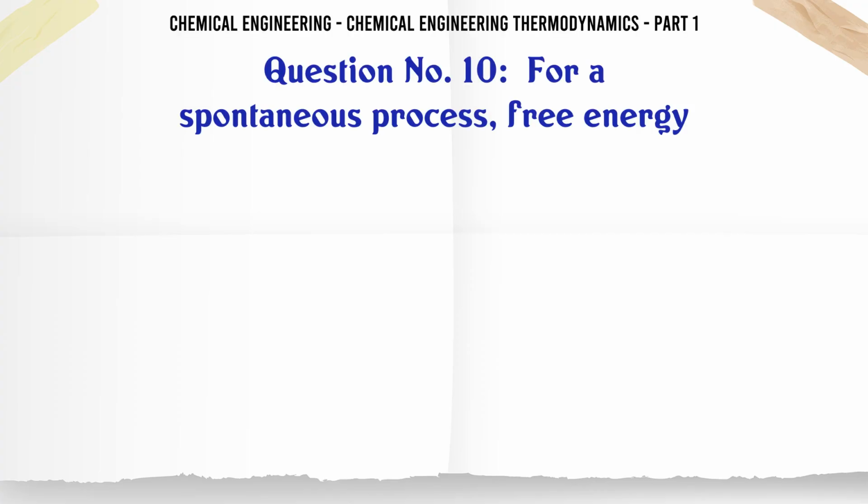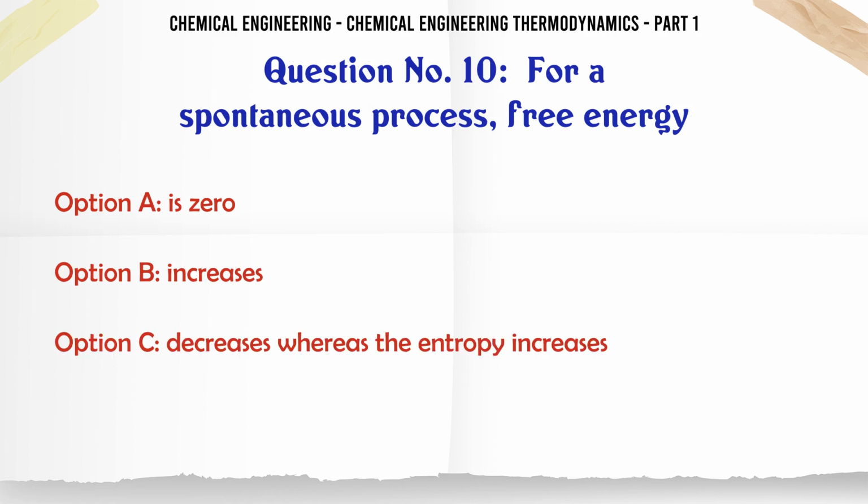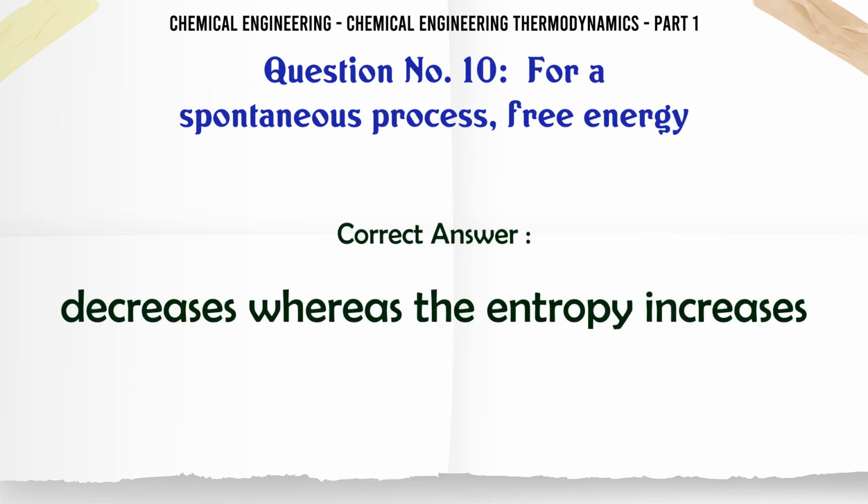For a spontaneous process, free energy A. is 0, B. increases, C. decreases whereas the entropy increases, D. and entropy both decrease. The correct answer is decreases whereas the entropy increases.